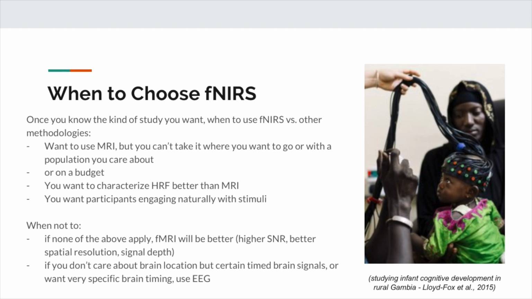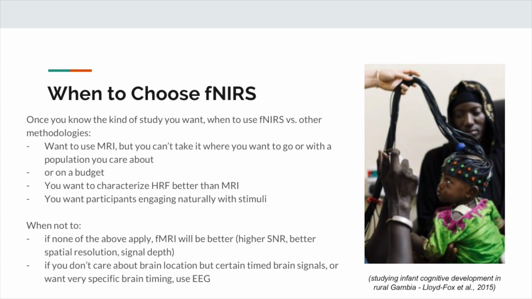Potentially, you want to do something with pretty standard populations at a university, but you don't have a huge budget. Maybe you care about a process that fNIRS can handle, but you want a really, really large sample of people. It's going to be much cheaper and much faster to acquire that if you run that study in fNIRS instead of fMRI.